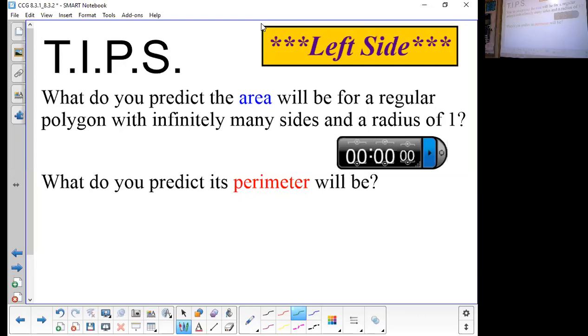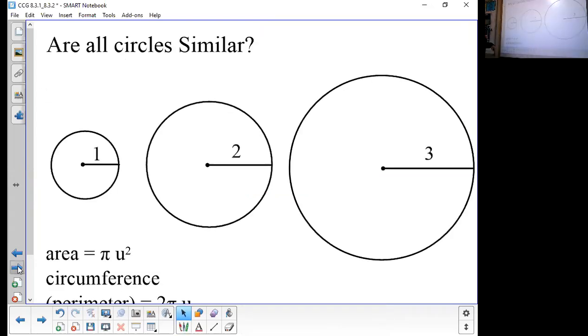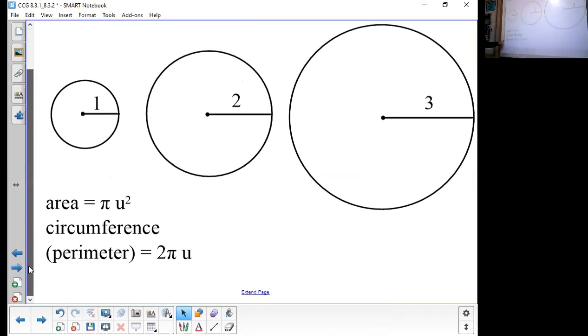All right, who wants to tell me what the area would be? Pi. And what's the perimeter? 2 pi. Okay. So here we go. We've got a circle with a radius of 1, and we see that the area is pi units squared, and that the circumference, or what we call the perimeter of a circle, is 2 times pi.